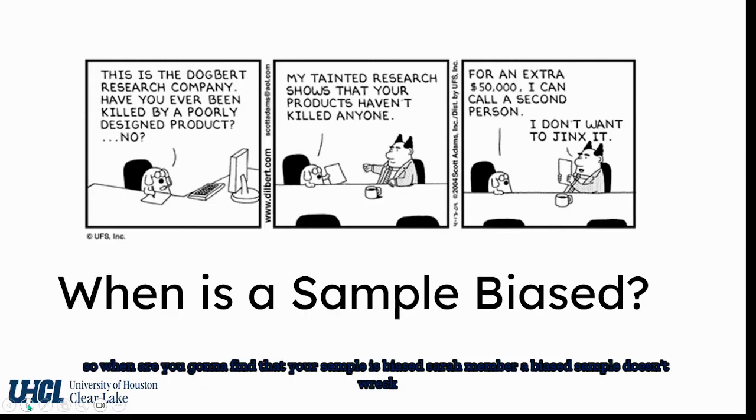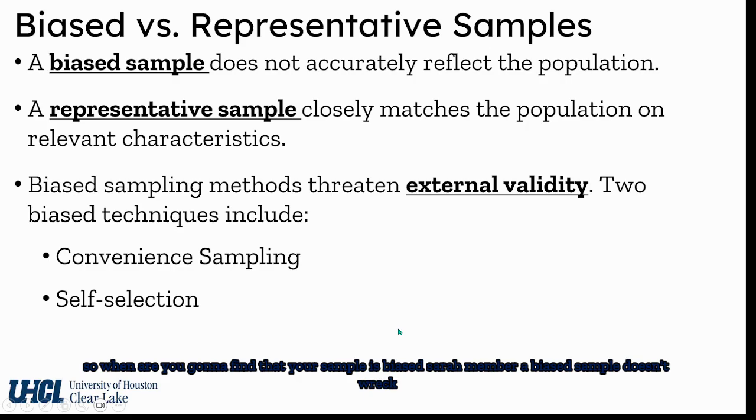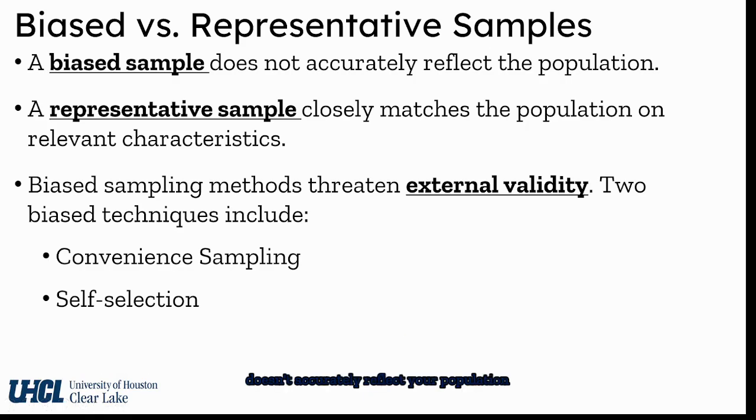So when are you going to find that your sample is biased? Remember, a biased sample doesn't accurately reflect your population. A representative sample does. The people in your sample that you have pulled out are going to match the population of interest based on certain relevant characteristics. So whenever you run into biased sampling methods, you're automatically going to have a threat to external validity. Two biased sample techniques include what's called convenient sampling and self-selection.